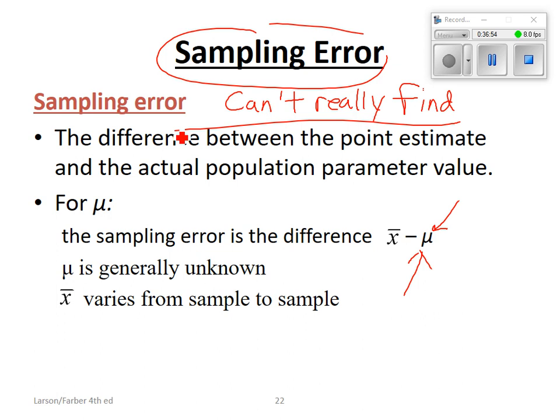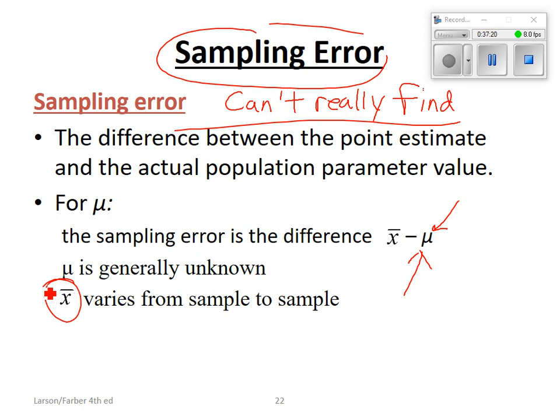And since X bar is going to vary, if I tell each one of you to go out and take a sample, every one of you is going to come back with a different X bar unless you cheated off your neighbor, right? So since everybody's going to come back with a different thing, the sampling error is going to be different for every single one of you, even if we did know what mu was.